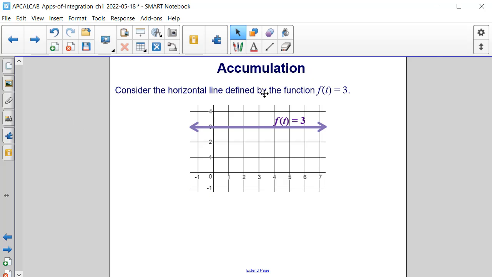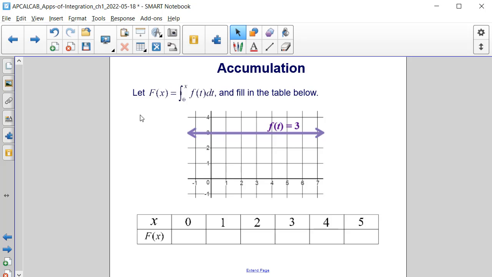Let's consider the horizontal line defined by the function f of t is equal to 3, or this horizontal line. Let capital F of x be equal to the integral from 0 to x of lowercase f of t dt, and fill in the table below.